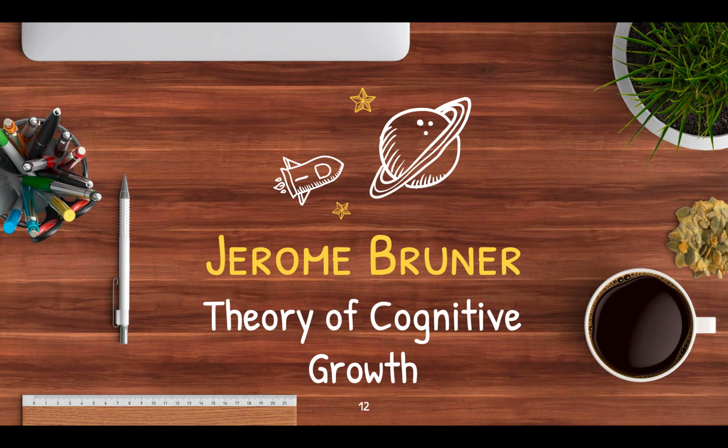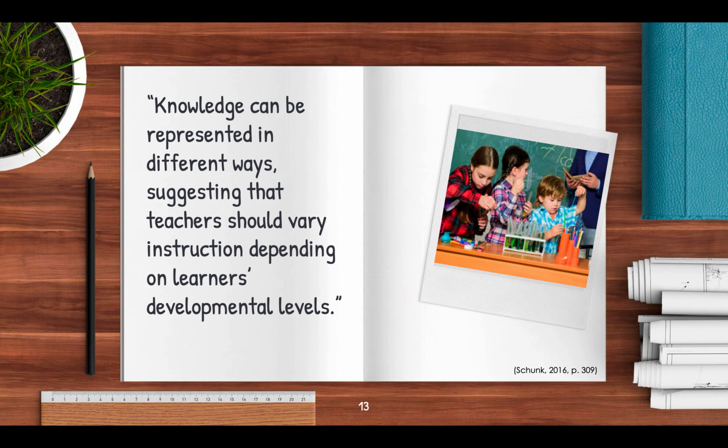The next one would be Bruner's theory of cognitive growth. So his theory talks about how we should be differentiating our instruction and how students learn differently depending on where they are at their growth period, and that might look different for students even if they're the same age.